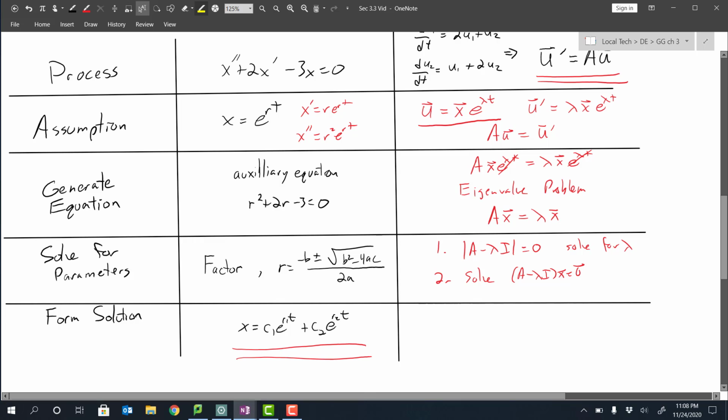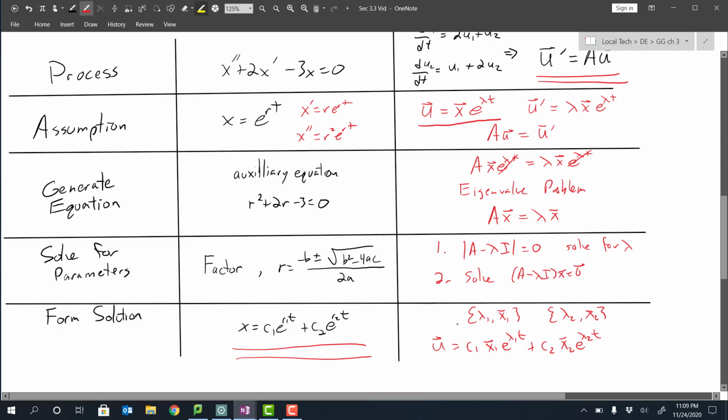At that point, we'll know what lambda and x are, so we'll have an eigenpair, an eigenvalue paired with its eigenvector. And then we can use those to form our general solution. I will know that one solution will look like the first eigenvector e to the first eigenvalue t. The second solution will look like the other eigenvector e to the other eigenvalue t. And then I can form my general solution as shown.